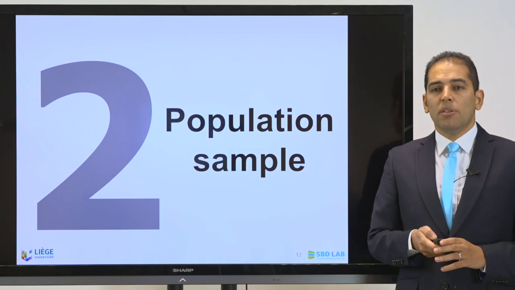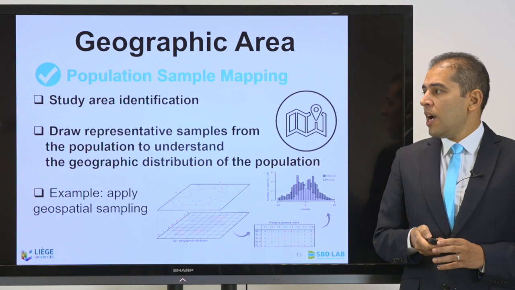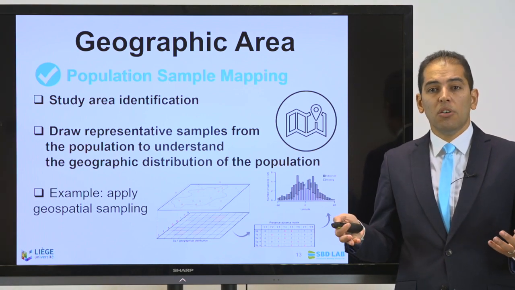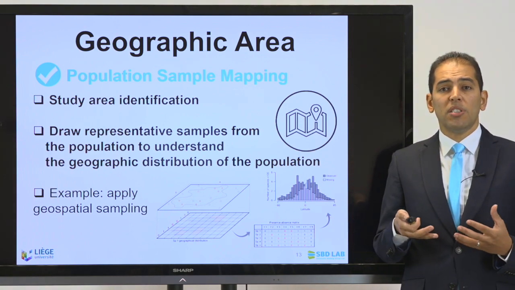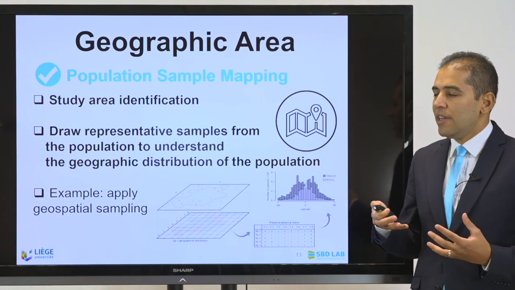Now, when we talk about a population sample, this is the second step, which is representative of the whole population. I need first of all to understand what is the context of this population sample. So the first thing we look at before recruitment is the population sample mapping and the geographical area they are located.